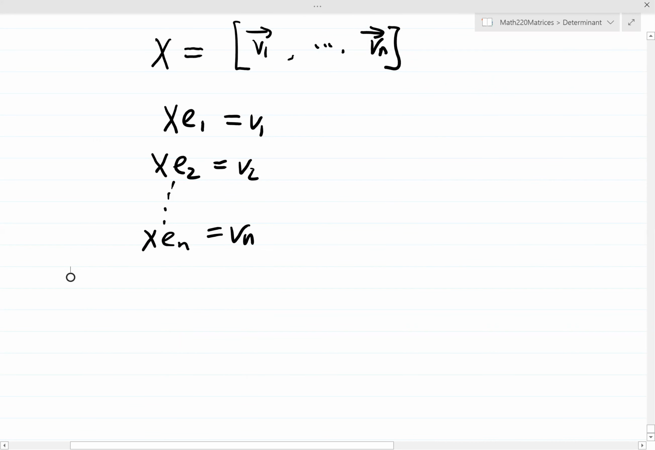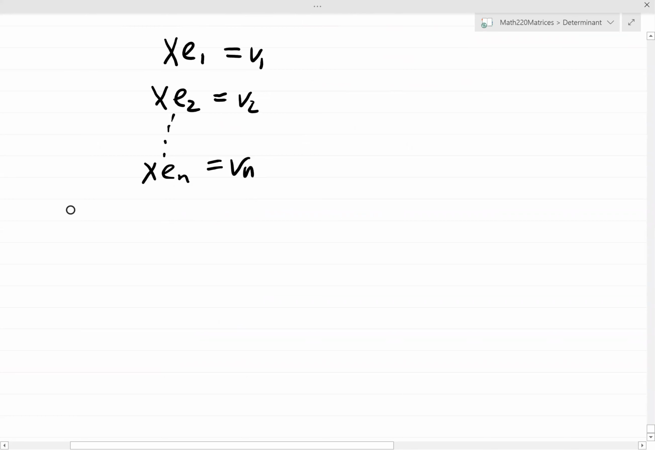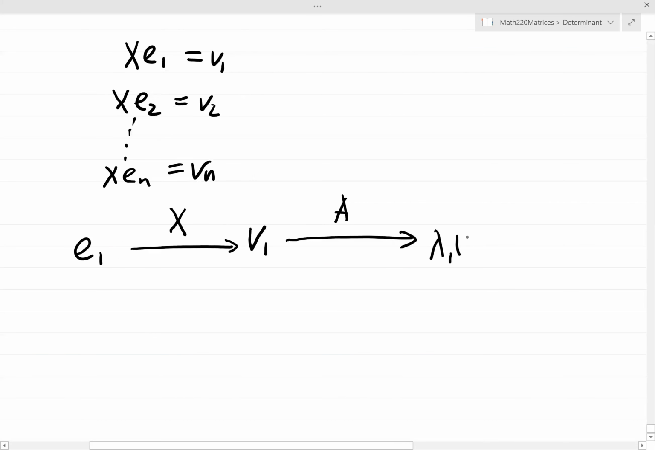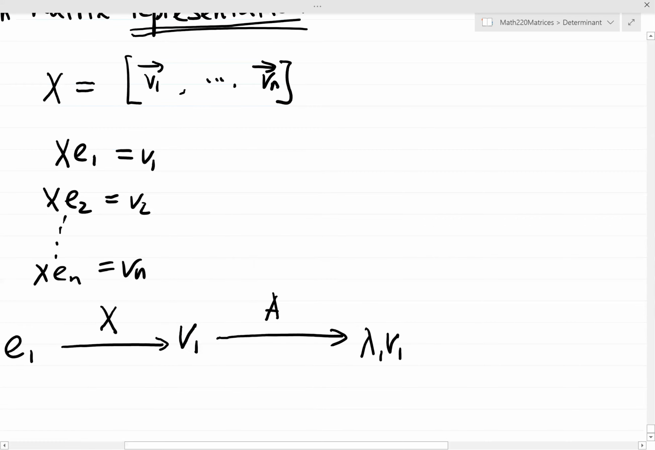So you see, if we start with E1, then we apply X, we get V1. Remember, V1 is exactly the eigenvector of A. So we apply A, and we get lambda 1 V1. When we apply A to this eigenvector, we multiply by a scalar. Now we do the inverse. So this is X.